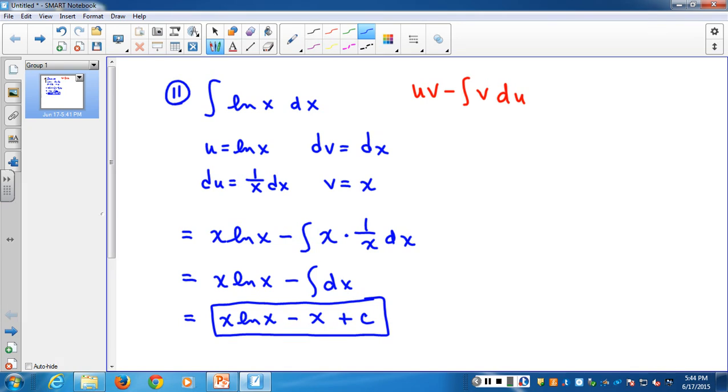If I were to take the derivative of this expression right here, then I should get ln x. Product rule, the derivative of x would just be 1, minus 1. The derivative of c would be nothing. So it should work out to check to be ln x.